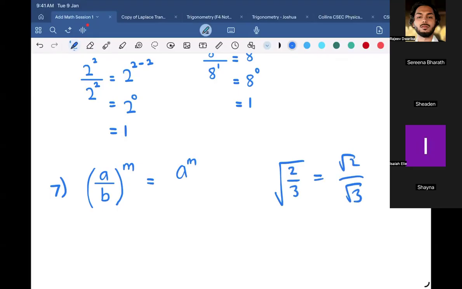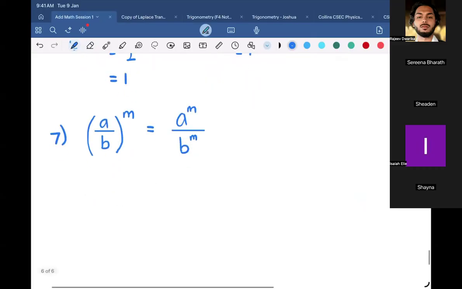Yeah, it's the exact same thing over here, right? And you're probably wondering why. Square roots we could write as a power. Matter of fact, you could write any root as a power. So that's why it's the same rule. This is where the rule comes from. So a to the power m over b to the power m.